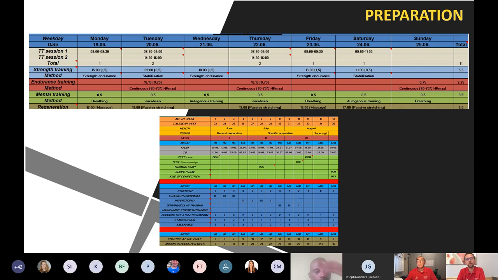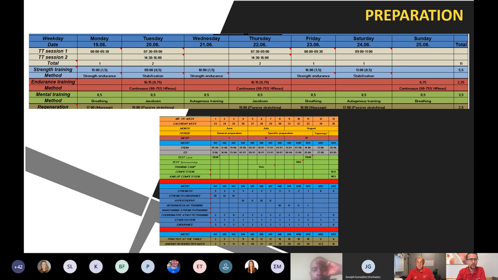And the last phase is the power phase. So a low volume with a very high intensity. The full recovery between the sets is needed, thinking about the energy system ratios, the high intensity aerobic activities and the plyometrics power moves. And it also contains the agility and flexibility progression. The goal is to peak right before the competition begins.